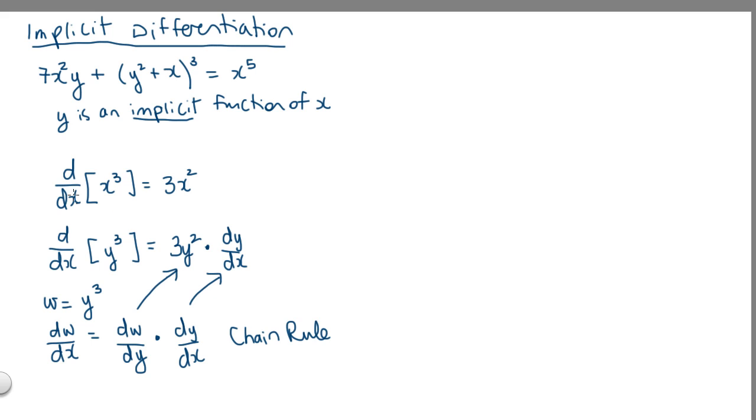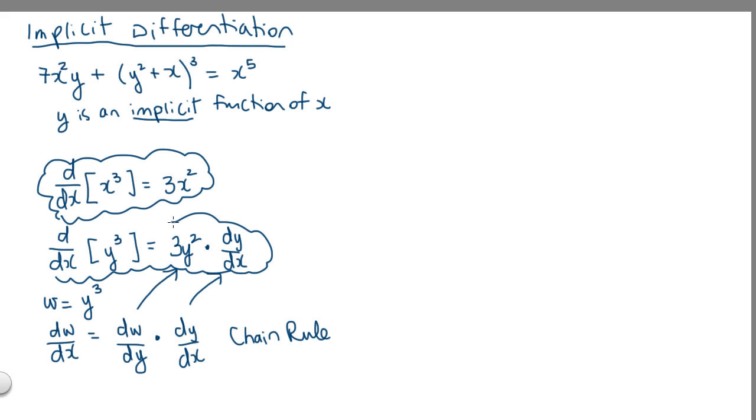So notice the pattern here. When we take a derivative with respect to x, things work as usual, as they did earlier on in the course. But when we take a derivative of a function involving y, we're going to have to multiply on this factor of dy by dx. So let's try a few other quick examples just to make sure that we've got this idea down.